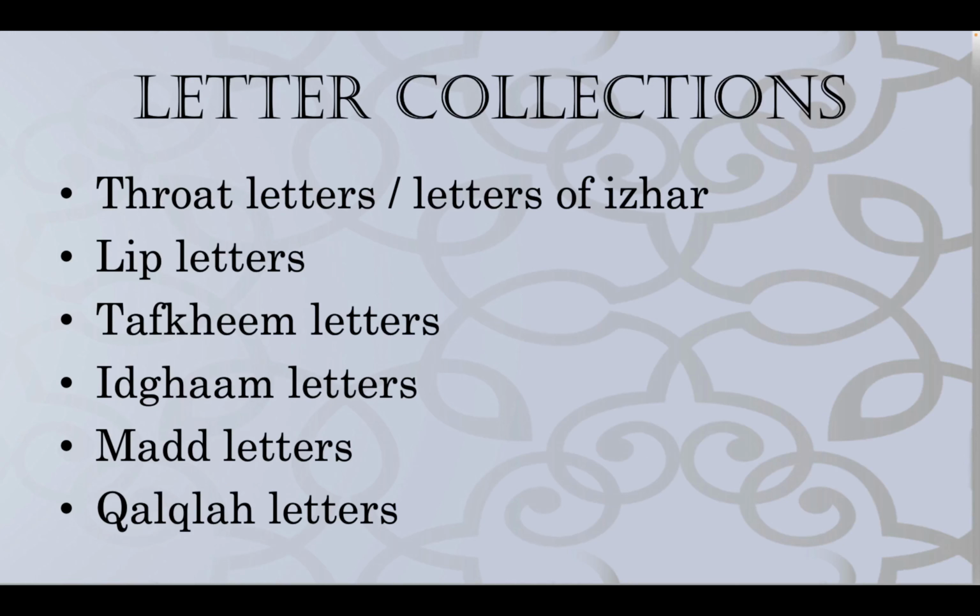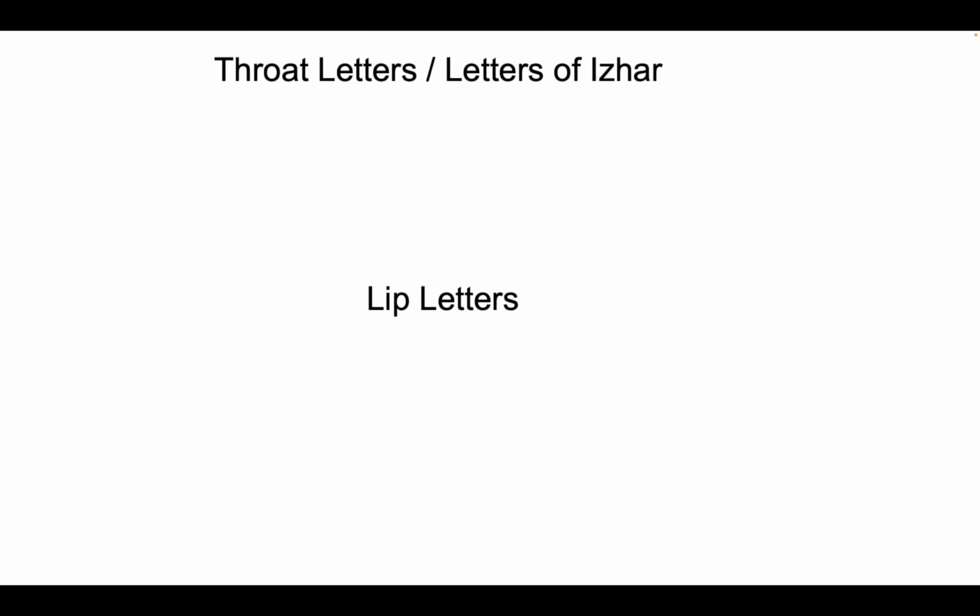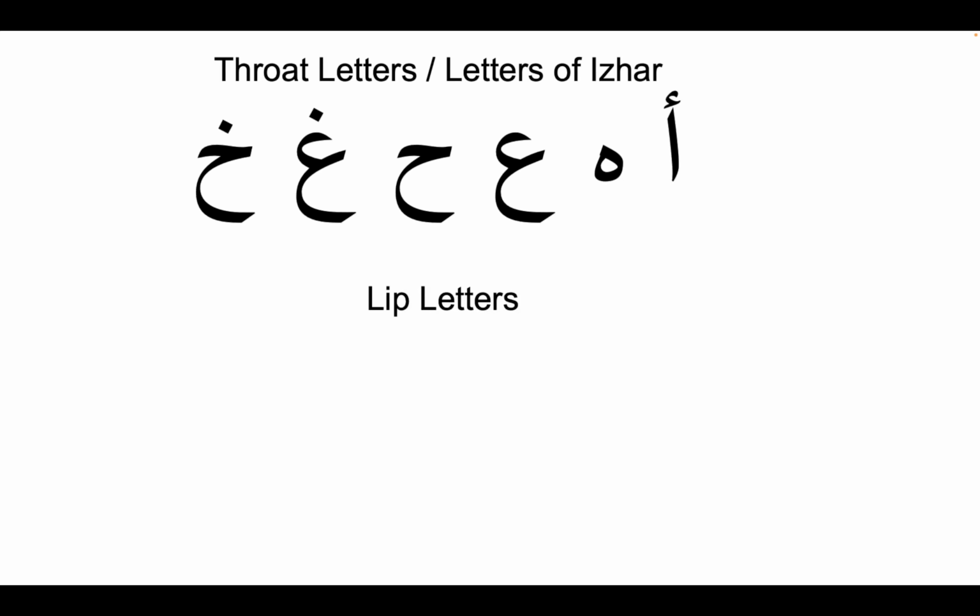And on to letter collections. We're going to remember our throat letters or letters of idgham, the lip letters, the tafkhim letters, idgham, mad, and qalqala letters. The throat letters, also the same as the letters of idgham, are hamza, ha, ayn, ha, ghayn, kha. The lip letters are those whose primary articulation point is from the lips. It's fa, waw, ba, and meem.